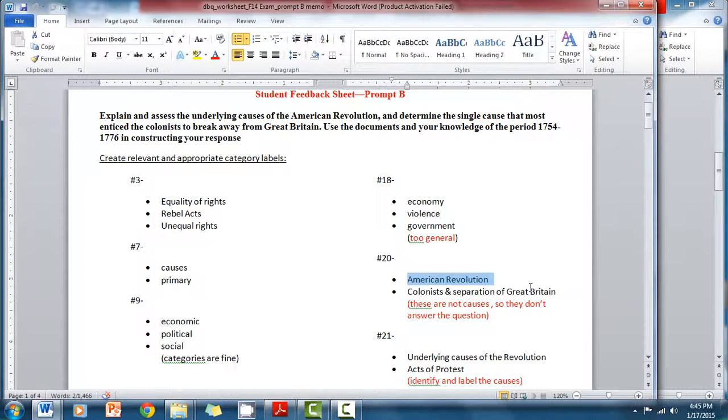Also, the colonists and separation of Great Britain. So, again, this is not the cause. What is causing the separation of Great Britain? That's what we're trying to figure out. We know that this is happening, but what's causing it?